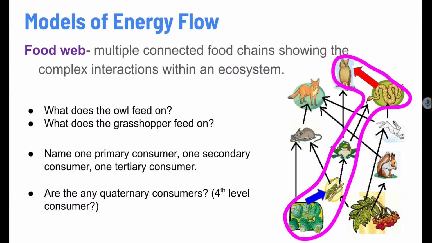Last question about the food web. Are there any quaternary consumers? Yes, that's a fourth level consumer. In the same food chain I've outlined, the fourth consumer would be the owl.